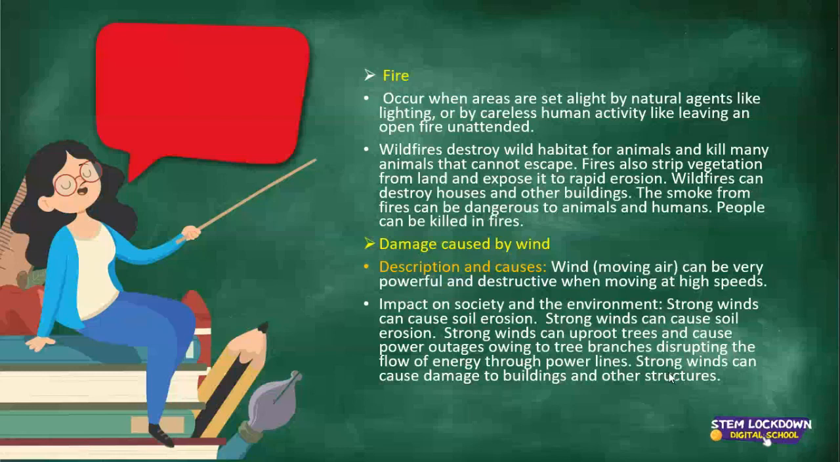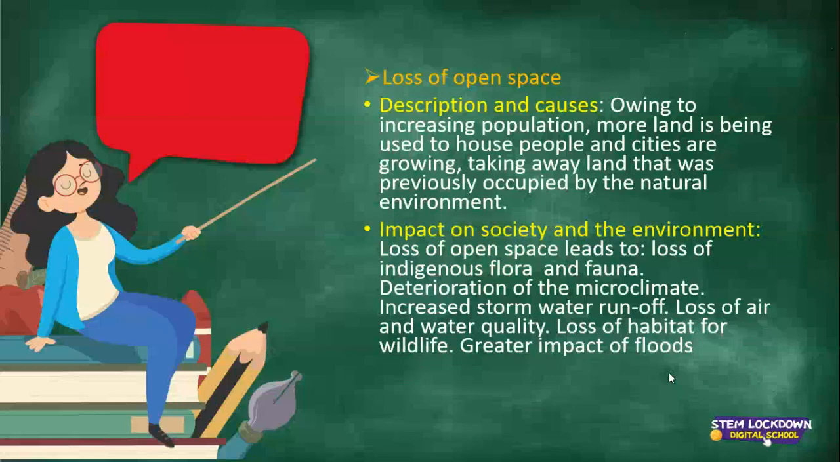That is what winds do. Lots of open space. So lots of open space is due to overpopulation too, where you find that people are now, because there are lots of people there before, they're taking the place, the open spaces that were once for vegetation and animals, they're taking it up for residential spaces. So owing to increasing population, more land is being used to house people and cities, and these are growing, taking away land that was previously occupied by the natural environment.